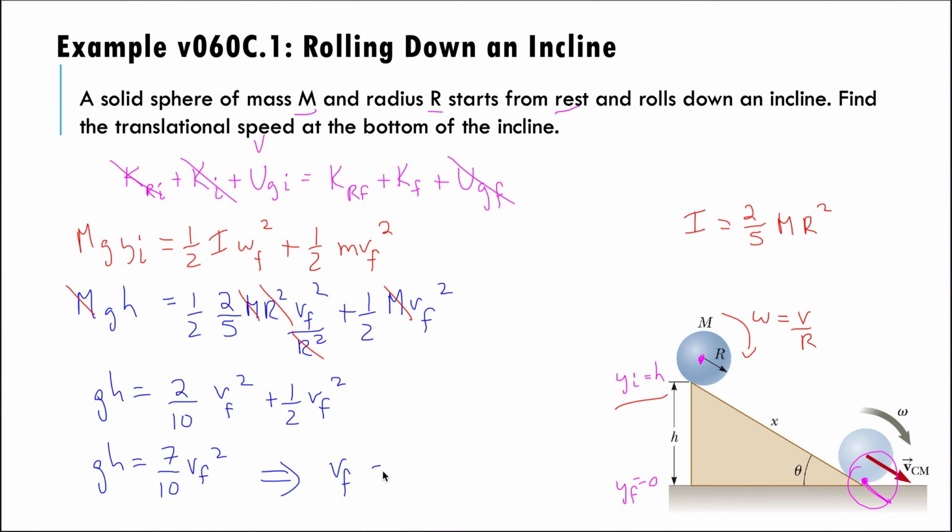We're going to multiply by the reciprocal, so 10 over 7 gh, to get rid of the 7/10, and then take the square root. So that is our final translational speed at the bottom of the incline, square root of 10 over 7 gh. And you'll see that if you have a different object rolling down the incline, you would just plug in a different moment of inertia, and that will affect the final speed.